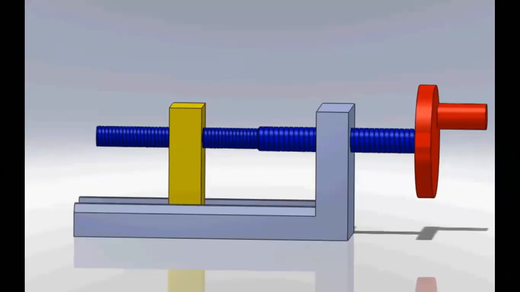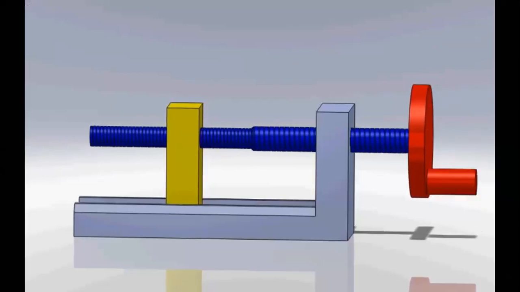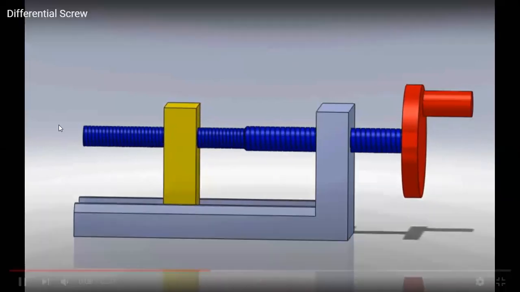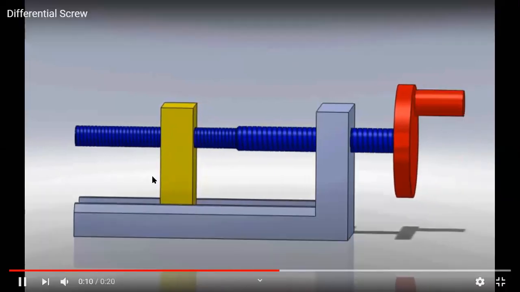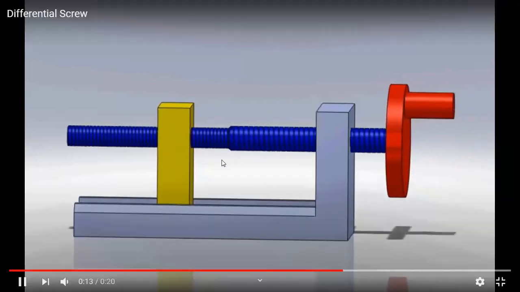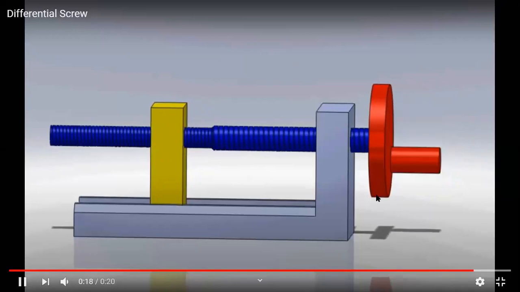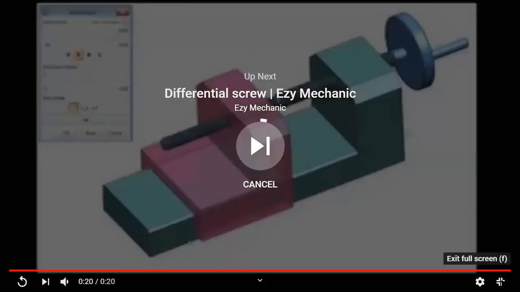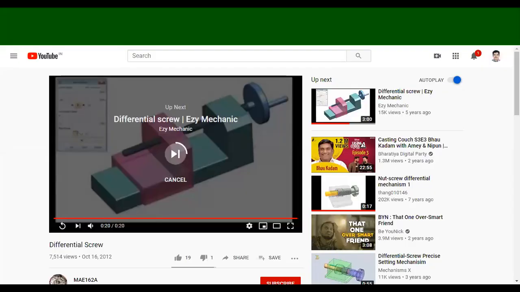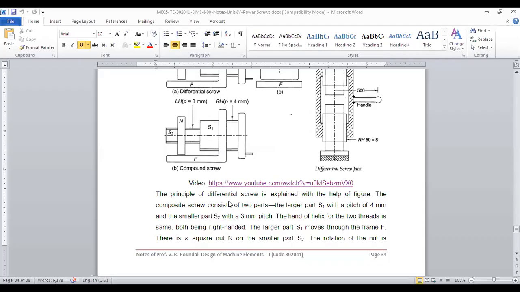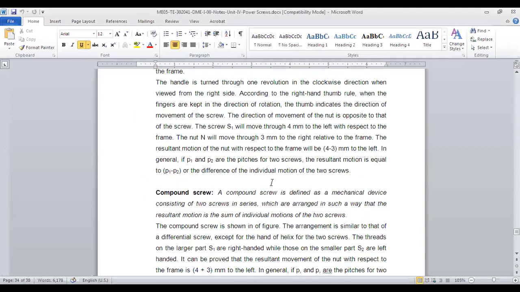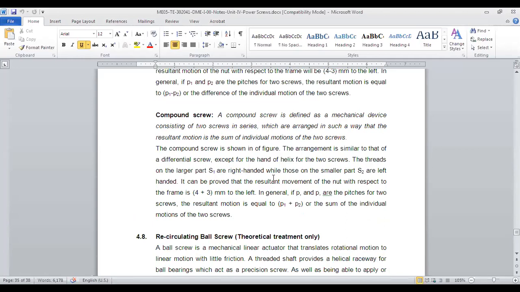So now see, with the rotation of this thing, it is rotating and this yellow thing is moving. If it has the same angle, it will move a very small distance, and if it is the opposite, it will have a compound effect. Okay, this is how the differentials will look. Now let's go back to our notes. I hope you are clear on what is compound and what is differential.